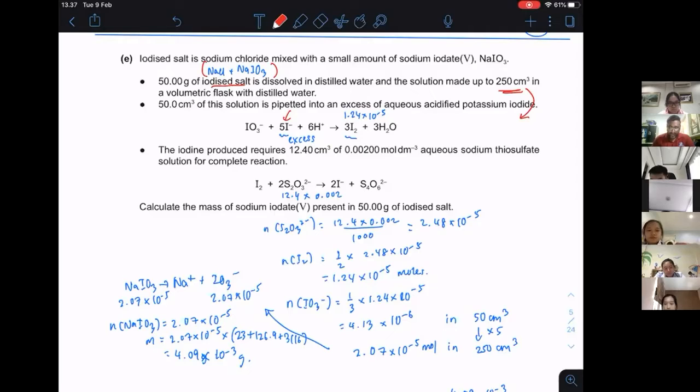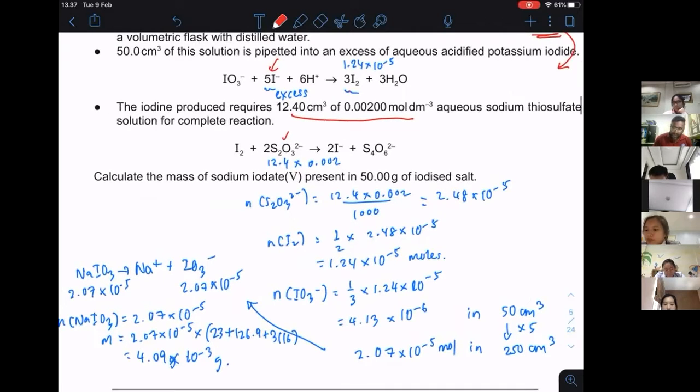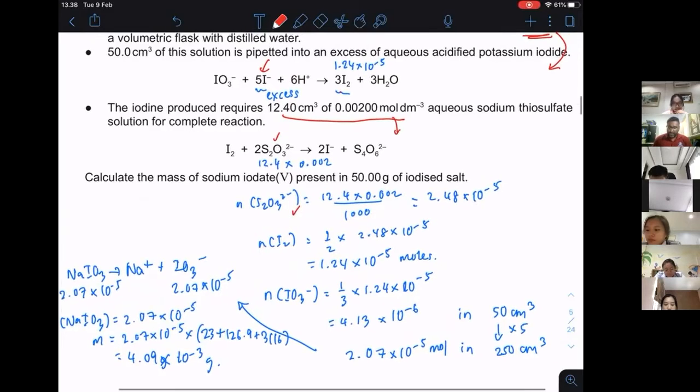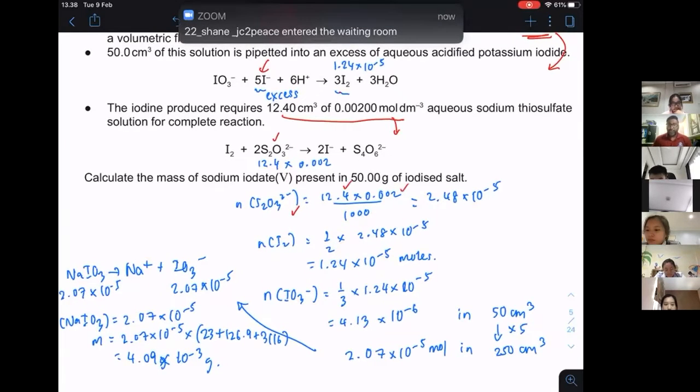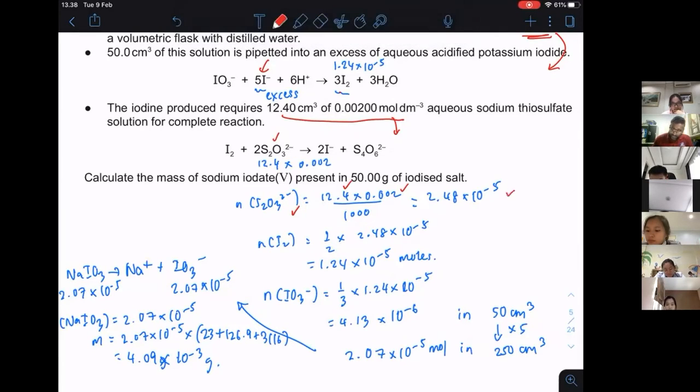They say that the iodine produced requires this amount of aqueous sodium thiosulfate. So you need to do a lot of steps over here. They have given this, and what you need to do is work backwards. Here I can calculate the number of moles of thiosulfate ions: 12.5 times 0.02, then divide by 1000. I'm getting this number of moles.